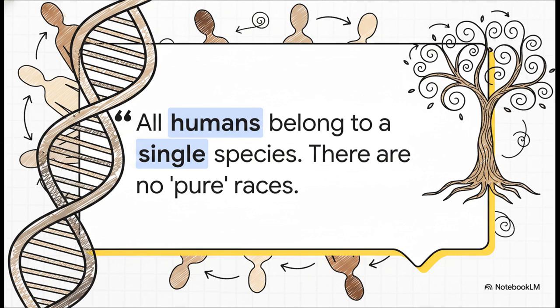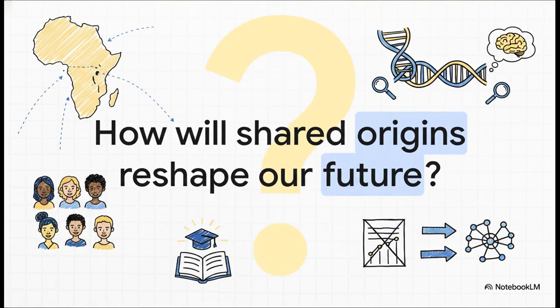The scientific consensus here is absolute, guys. Human variation is an evolutionary masterpiece of environmental adaptation. It is not a hierarchy of value. In fact, science proves that intra-racial variation, the differences between individuals of the exact same group, is actually way higher than interracial variation. Which leaves us with one final thought to chew on.